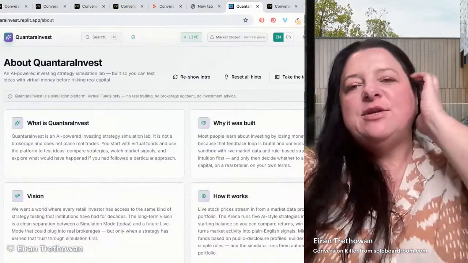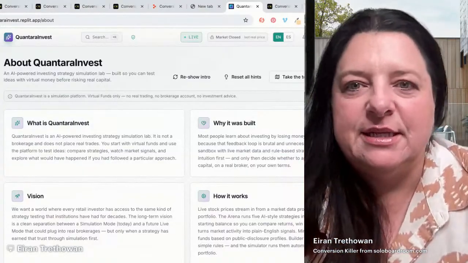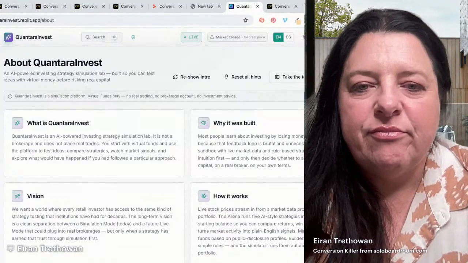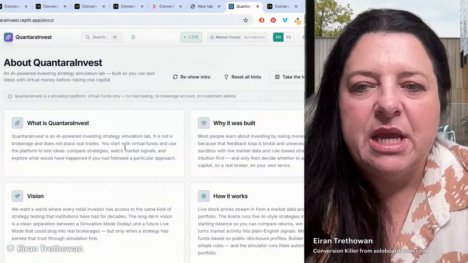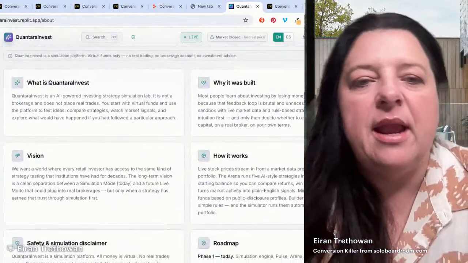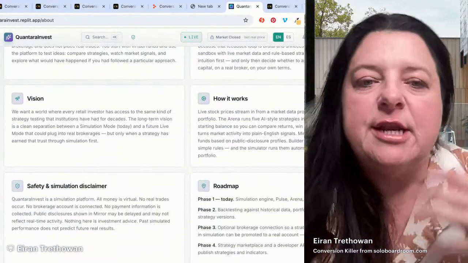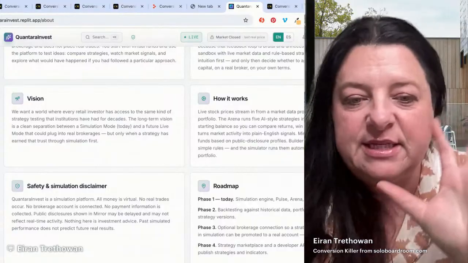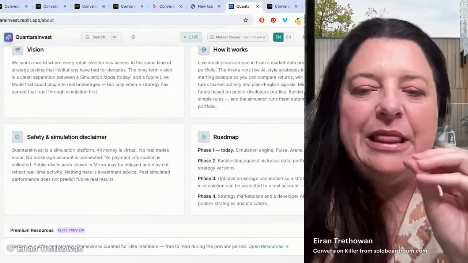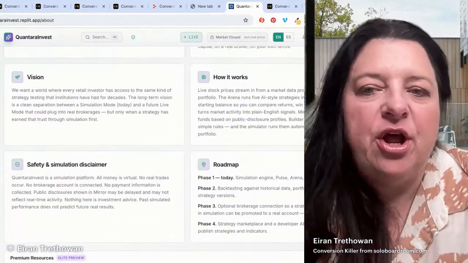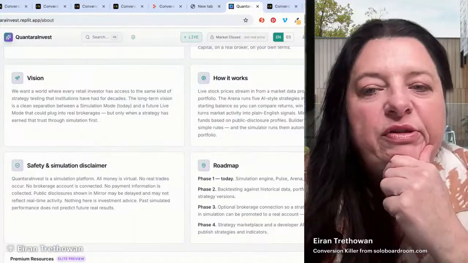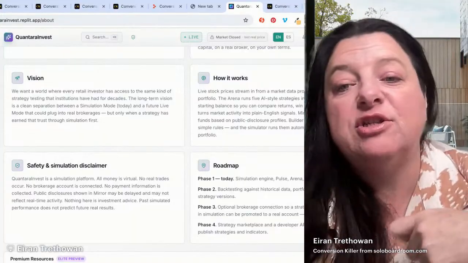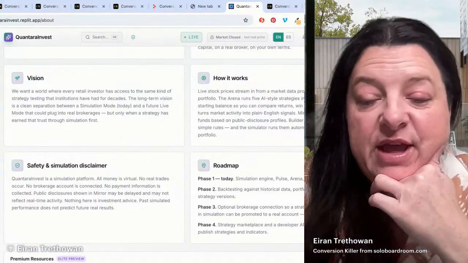There we go. Okay, so when you click into this section, it's got the about section, and it's what it is, why it was built, the vision, how it works, because a lot of this stuff was built for judges, but this is still really important. And so when I looked at it, I was like, okay, so they've got a vision that we want a world where every retail investor has access to the same kind of strategy testing that institutions have had for decades.